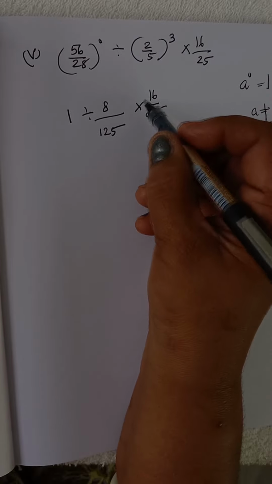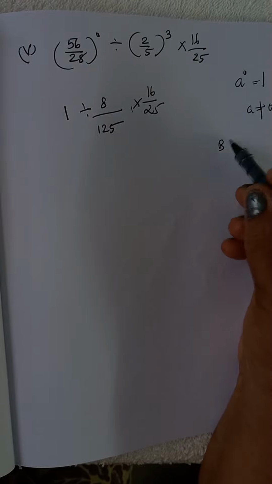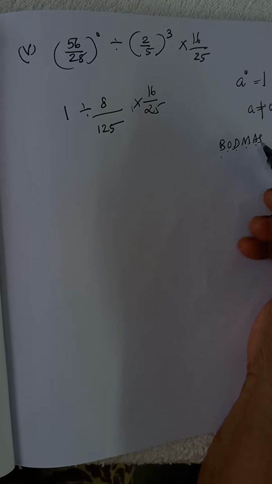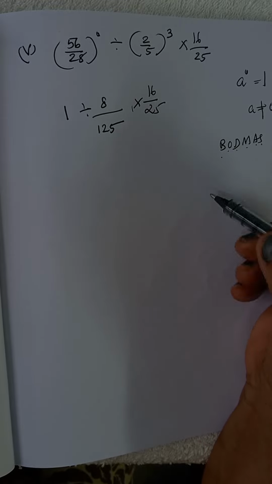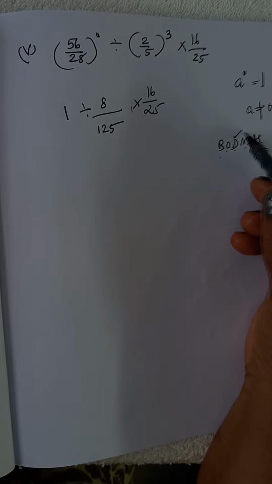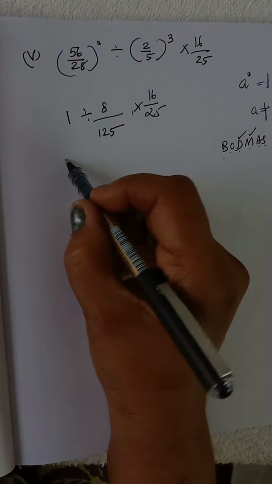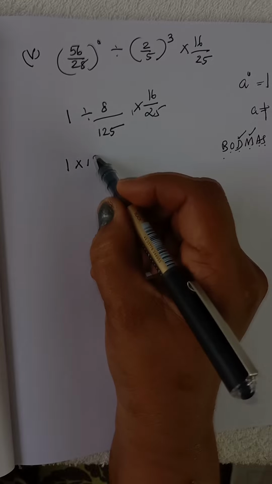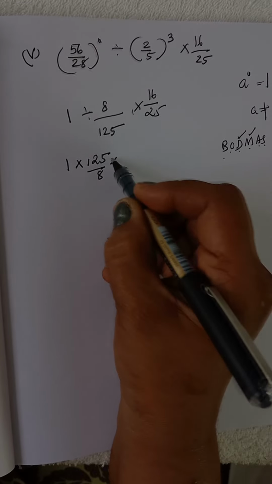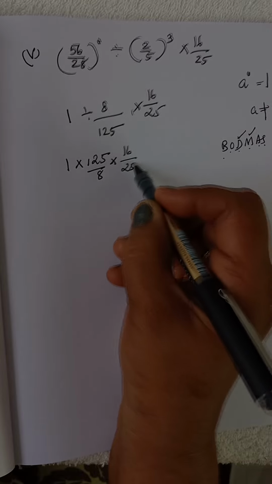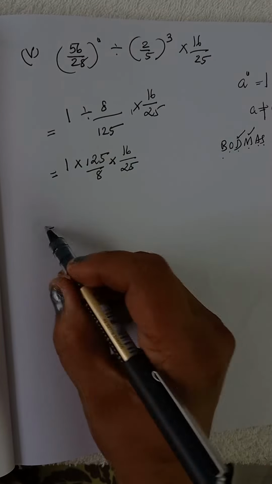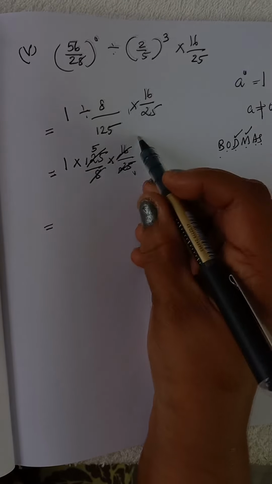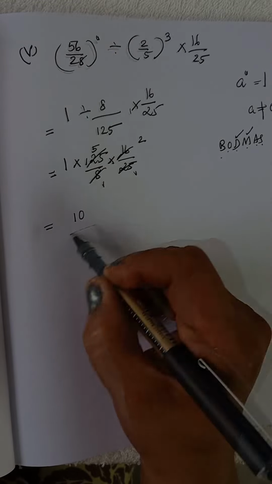Here we will not do the multiplication at first. We will apply BODMAS, that is bracket, of, division, multiplication, addition and subtraction. No bracket is here, no of is here. Only division and multiplication is here. So division at first. So 1 into multiplication, inverse of division. So that is 125 by 8 into 16 by 25. Now this is equal to 25 and 125 can be cancelled 5 times. 8 and 16 can be cancelled 2 times. So the answer is 10.